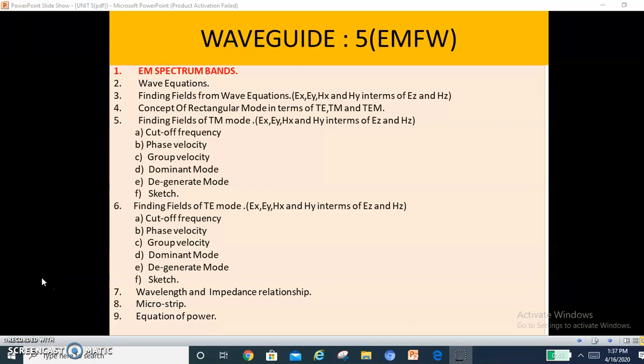Hello and welcome to the second session of waveguide. In the previous session, we have discussed the basic concepts of TE, TM and TEM mode, and also the EM spectrum bands followed by advantages and applications.